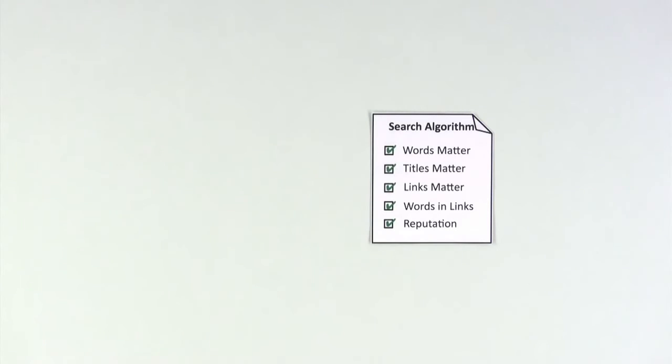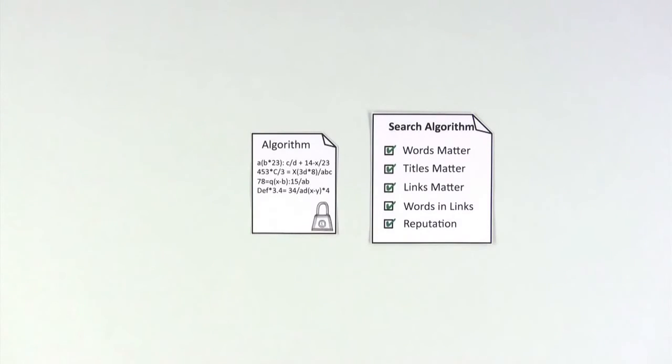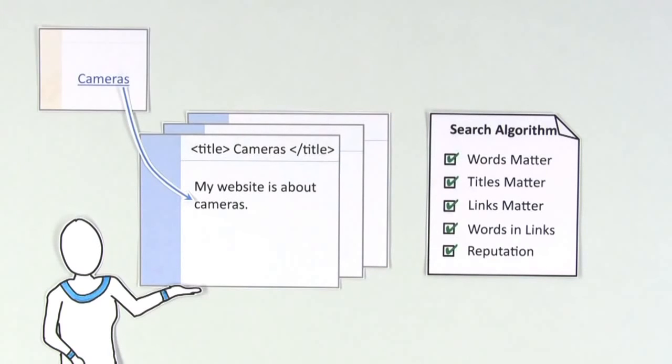These are just the basics, and the recipes are refined and changed all the time. Good SEO is about making sure your website has great content that's supported by the ingredients that search engines need for their recipes.